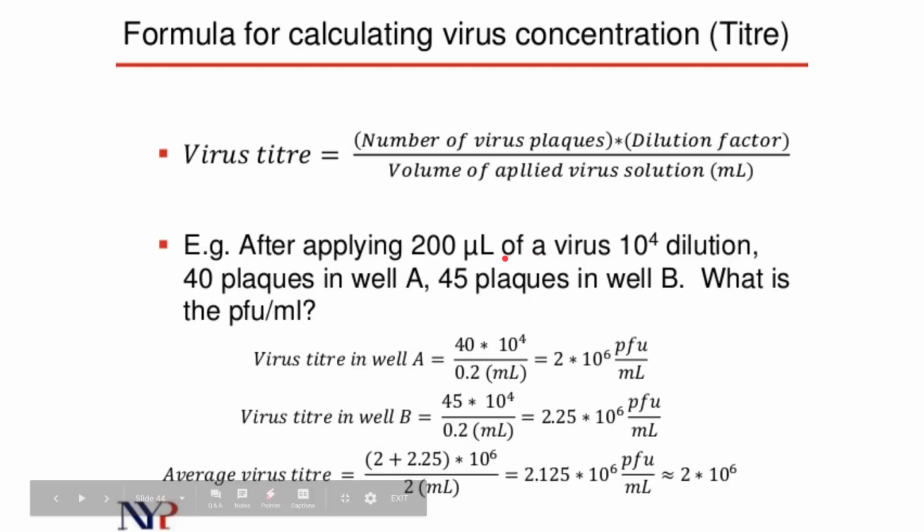عندي after applying 0.2 ml of a virus الديليوشن تبعه 10 to the power 4 طلع بويل A 40 plaques and in well B 45 plaques. What's the PFU per ml؟ بحسب أول مرة لل40 للبليت الأول أو الويل الأول وبحسب للثاني و I average them.